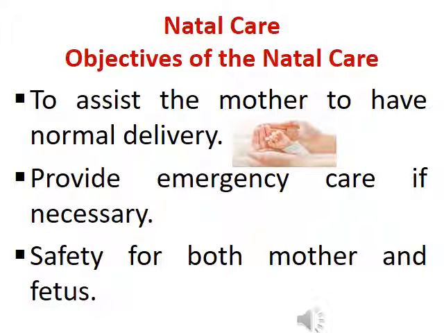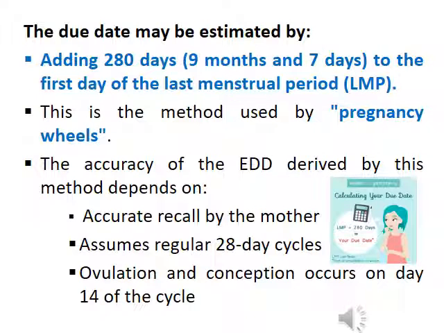Natal care. Objectives of the natal care: to assist the mother to have normal delivery, provide emergency care if necessary, safety for both mother and fetus. The due date may be estimated by adding 280 days, 9 months and 7 days to the first day of the last menstrual period. This is the method used by pregnancy wheels.